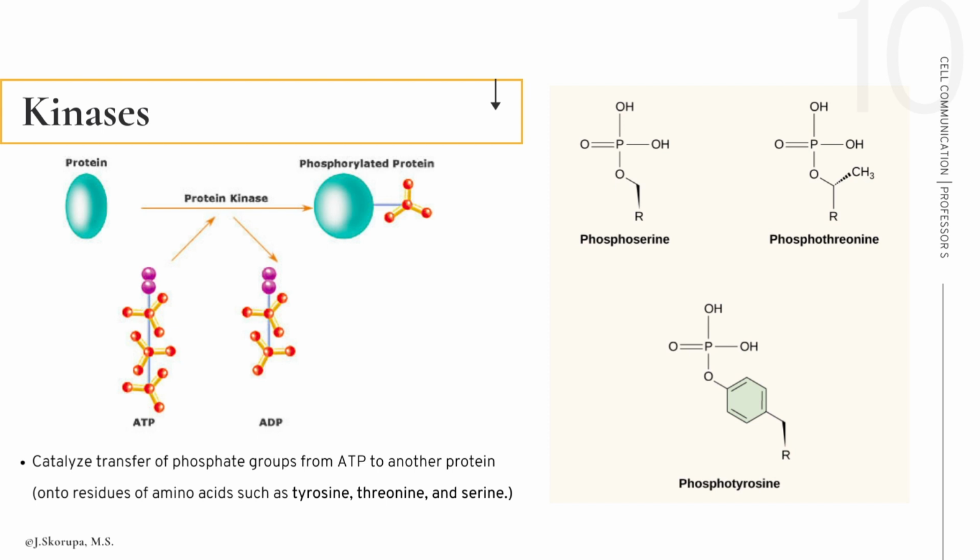Remember that enzymes are very specific for the reactions that they catalyze. There are different types of kinases. Some catalyze the transfer of phosphate groups onto tyrosine residues, and others onto threonine or serine residues. In the image on the right, you can see the amino acid R groups with phosphates attached. Just something to keep in mind.